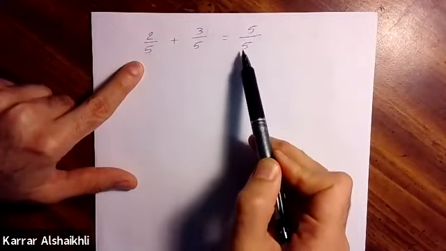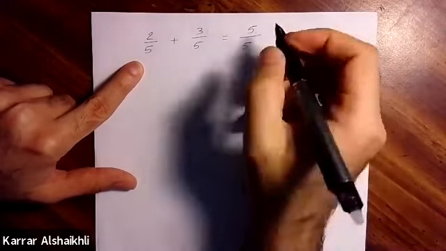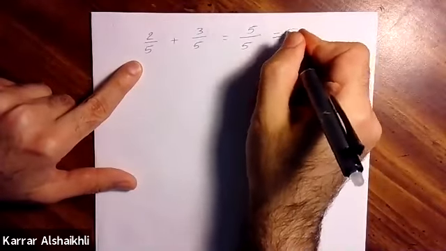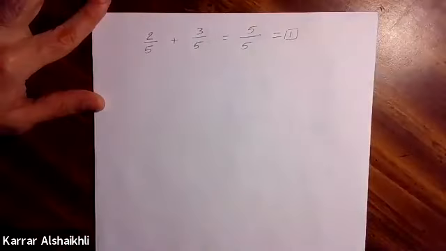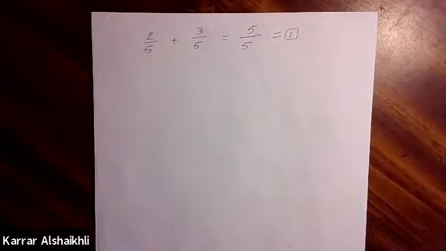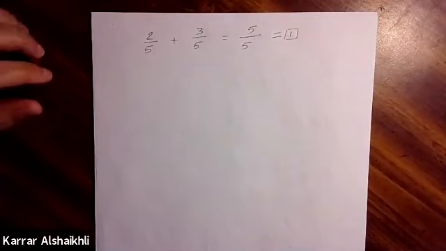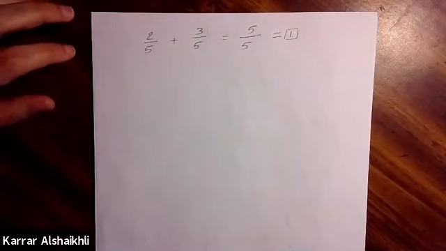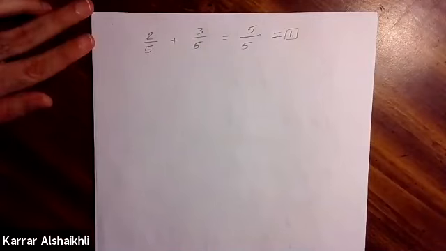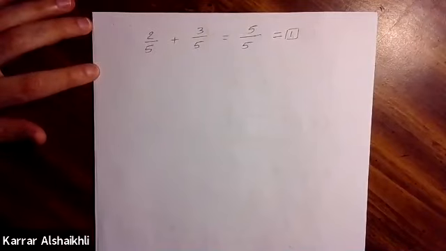But check, 5/5. 5 divided by 5 is going to be 1. What are we doing right here? Like we simplify it. So let's do another example about how to add two fractions with the same denominator.